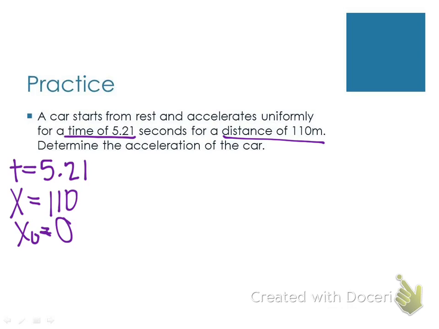Almost every single problem that we do, x sub O is going to be 0, so you can continue to write it, you can leave it out. That's up to you, just as long as you understand that that's got to be a variable that you plug in. Okay. We want to find acceleration, so that's our question mark.